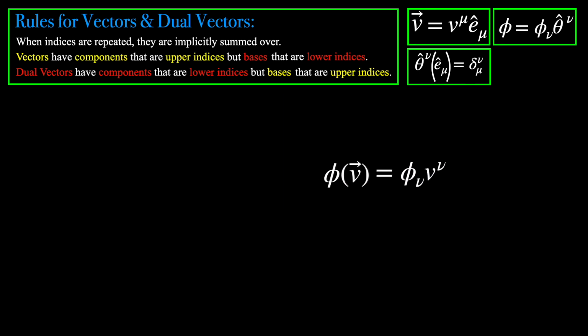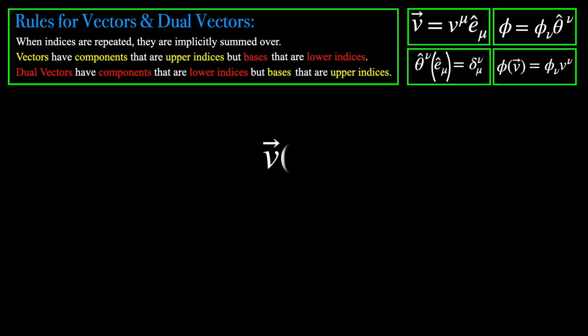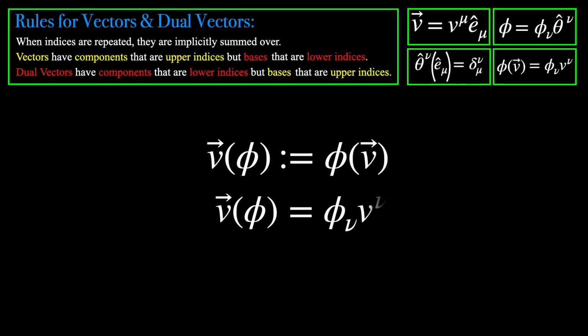Okay, now we'll end with expressing how a vector acts on a dual vector. This one is actually simple. It's simply defined as being the same thing as the dual vector acting on the vector. And therefore, v acting on phi is equal to this.